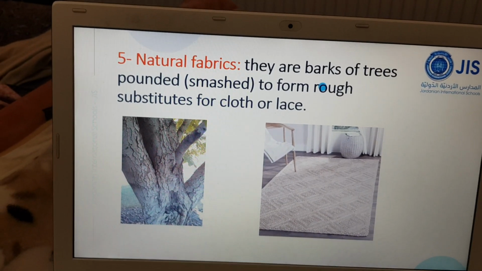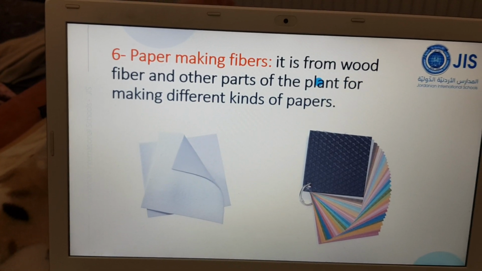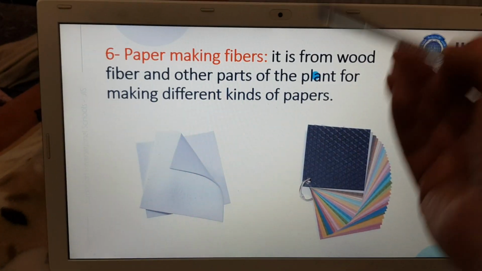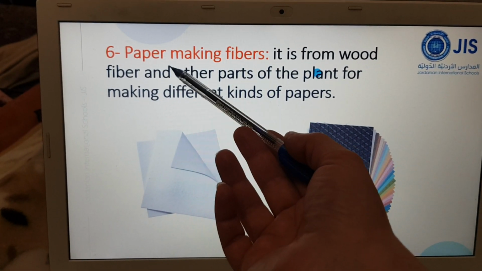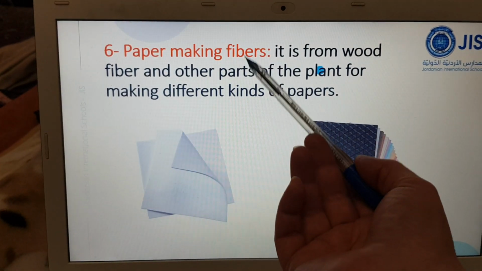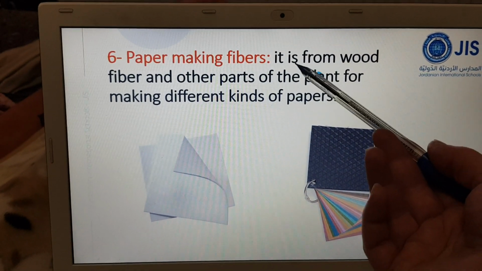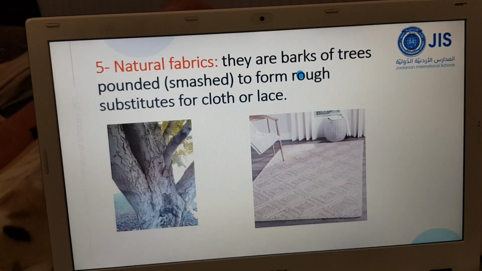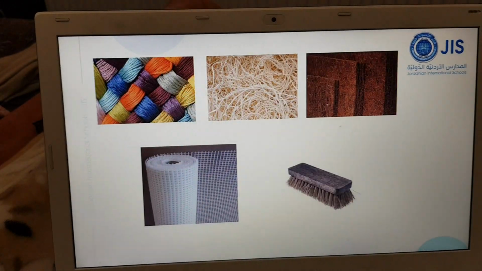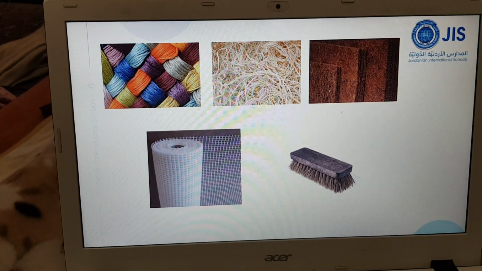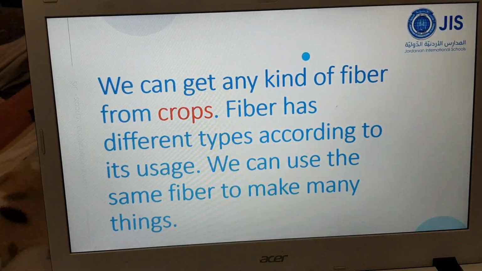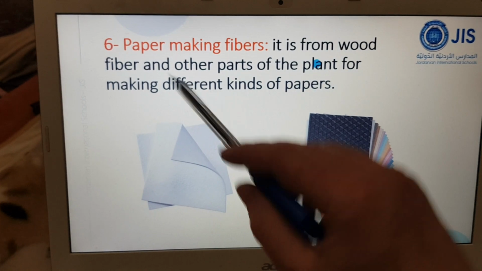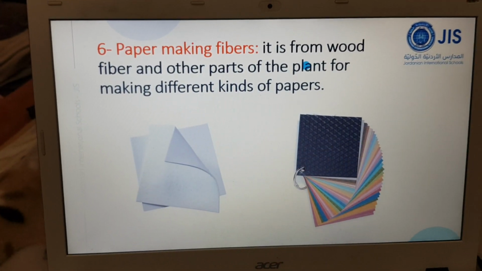Okay, other products. And the last kind of fiber is called paper making fibers. From its name, we know that it is related to paper. So we use this kind of fiber to make papers. It is from wood fiber. And by the way, just to show you quickly again, this is the wood fiber, something like hay. They use this kind of fiber with other parts of the plant to make different kinds of papers.